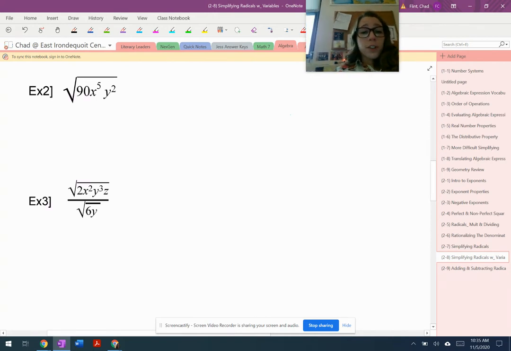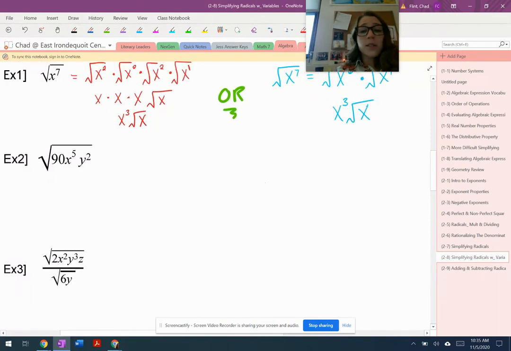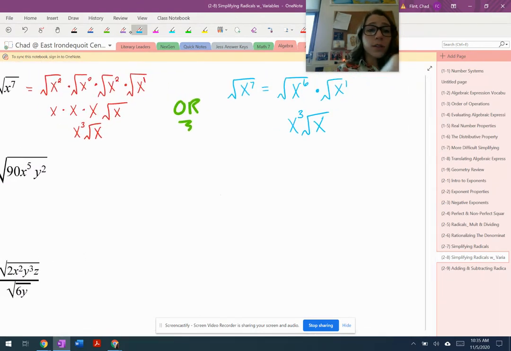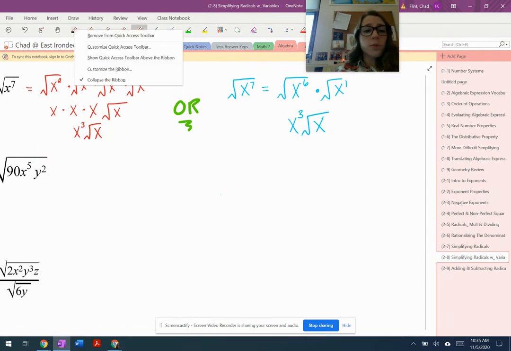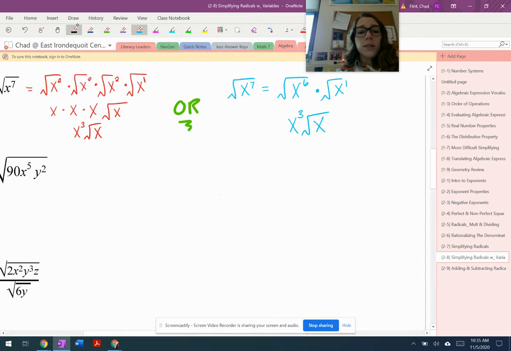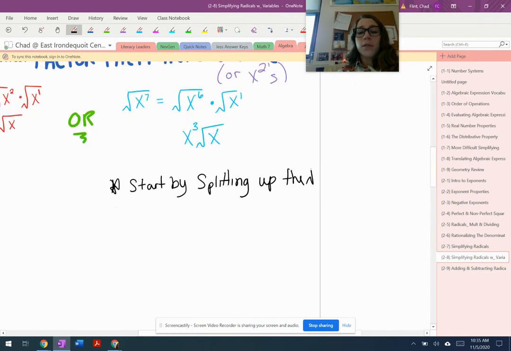So the first thing you're going to start off with is, and I'm just going to make a little note of this. Let's just use black. So let's start here. Start by splitting up the radicals.